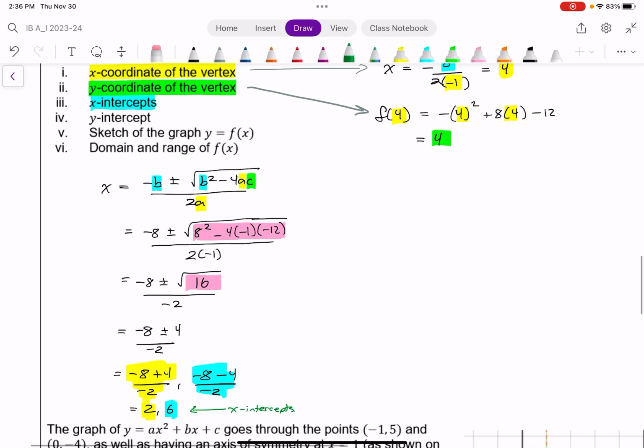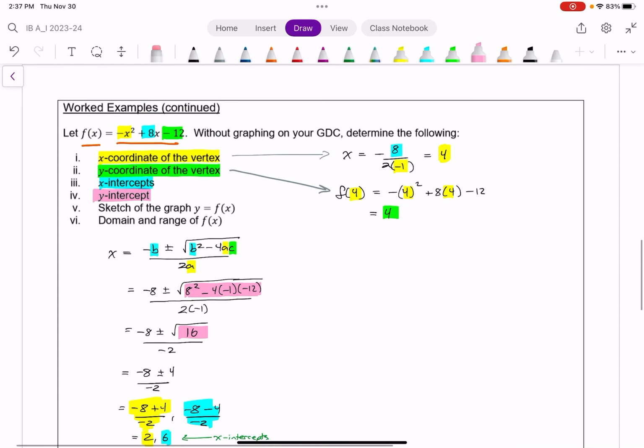So next, I want the y-intercept. Well, the y-intercept of any quadratic function is, well, there's a few ways of looking at it, but if you have your equation in this form, in standard form, the y-intercept is always the constant term. So the y-intercept must be negative 12. I'm just going to label it right here. Now, why is that? No pun intended.